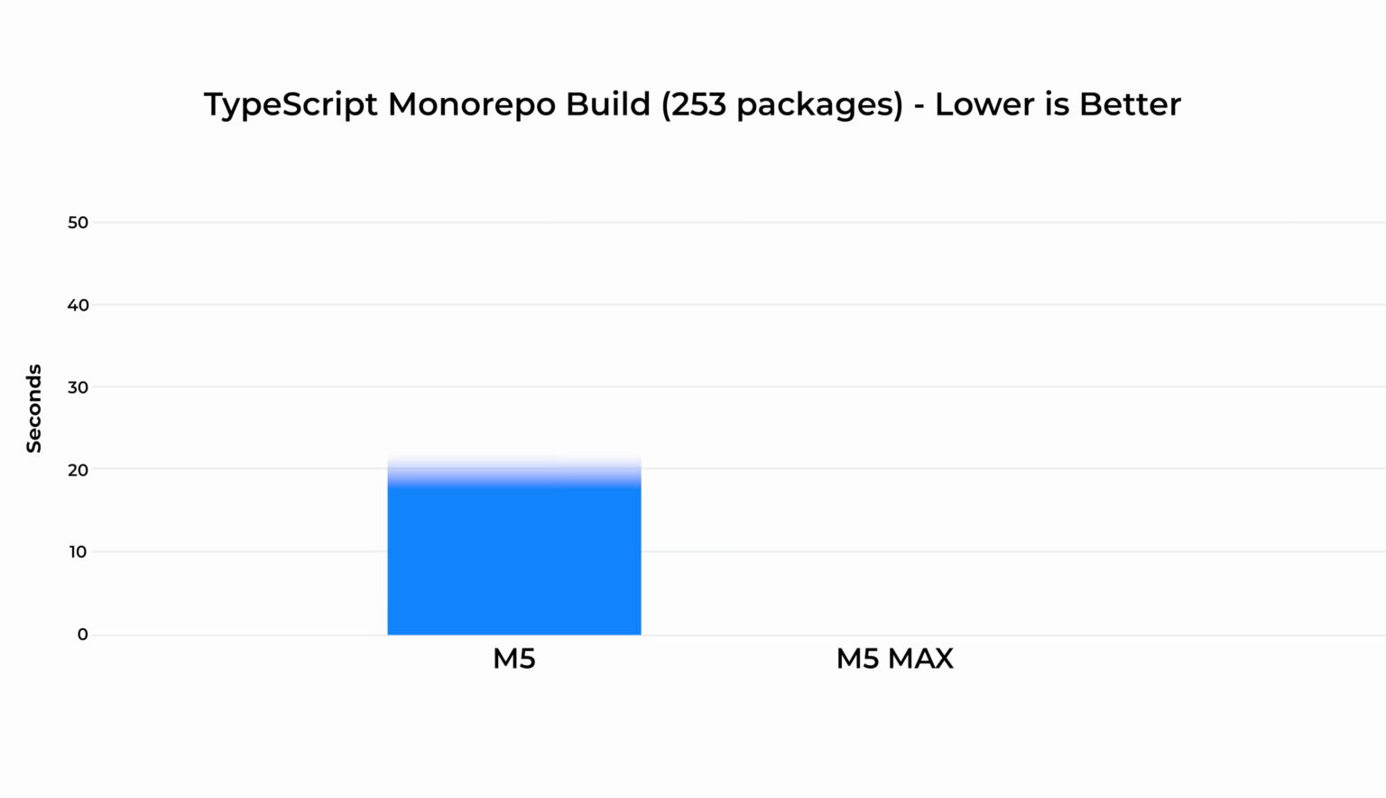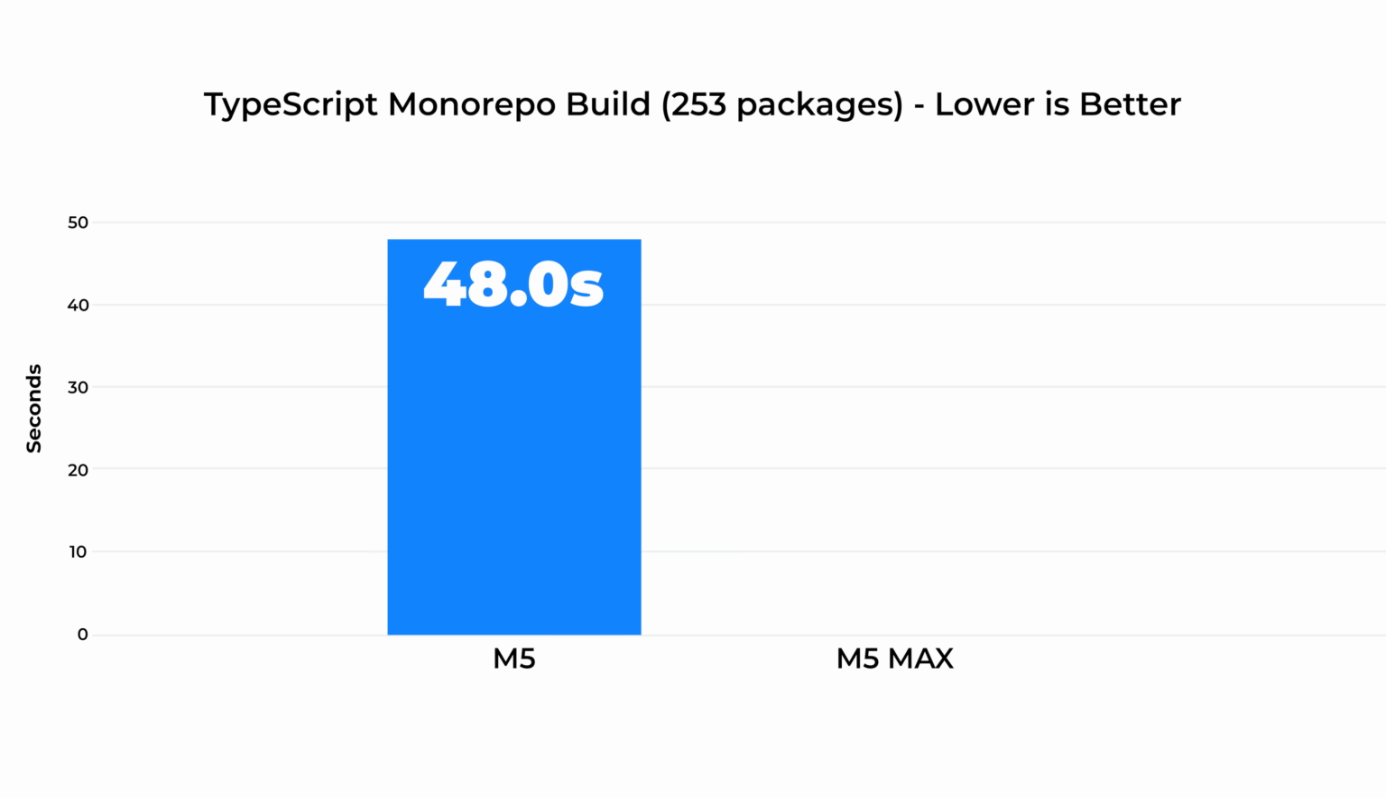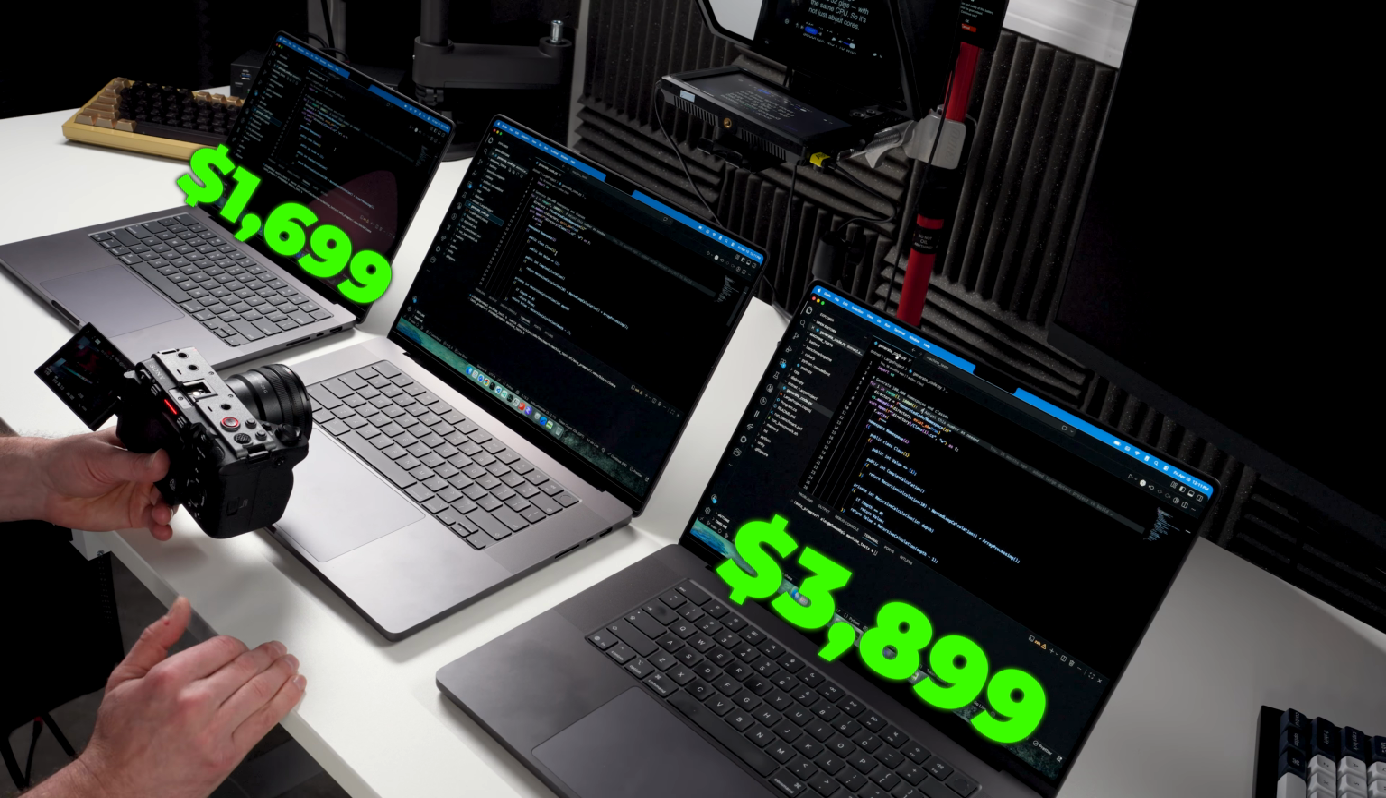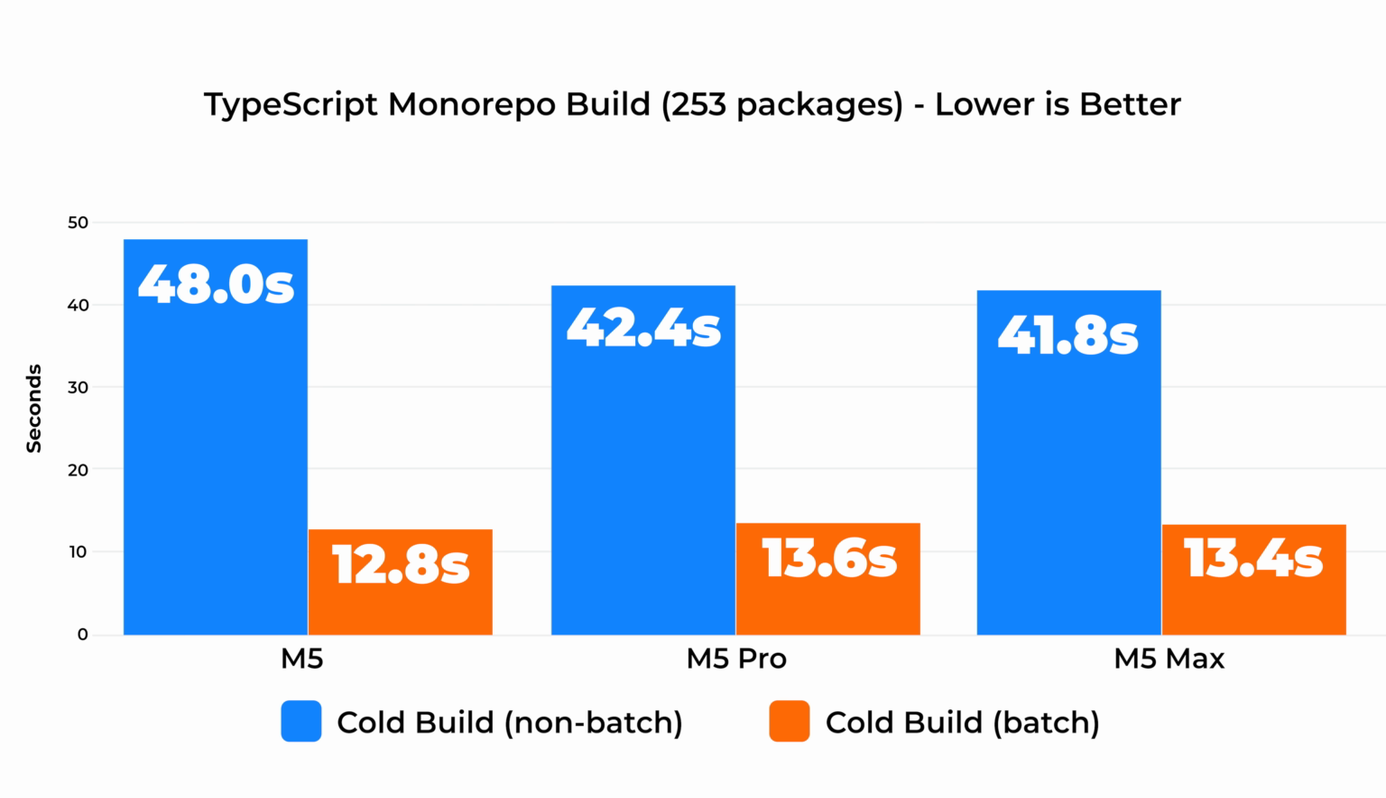And here's where things get a little bit uncomfortable again for M5 Max owners like me. Non-batch cold builds, M5 took 48 seconds, M5 Max took 42. That's a 15% difference. Not huge considering the price difference between these two. And in batch mode, basically identical across all three, about 13 seconds each.